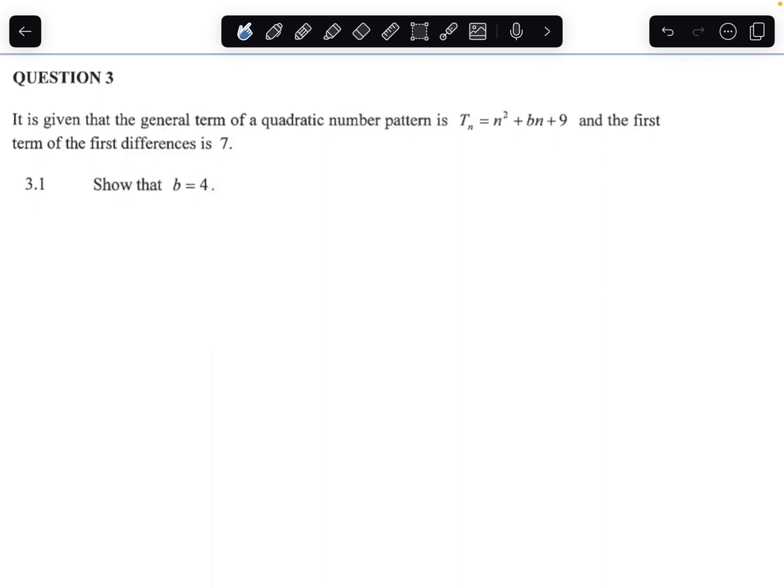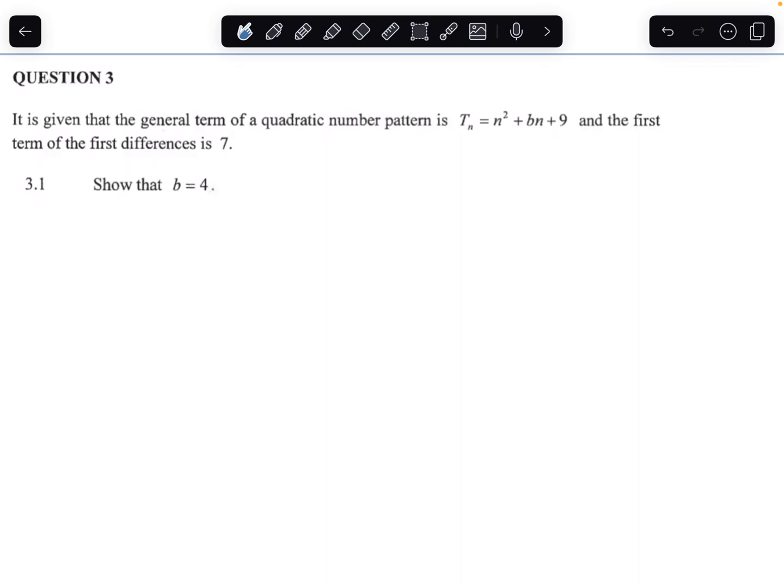Today is focusing on the department's Paper 1 from November 2022, Question 3, quadratic patterns. It is given that the general term of a quadratic number pattern is Tn equals n squared plus bn plus 9, and the first term of the first differences is 7. Show that b is equal to 4.